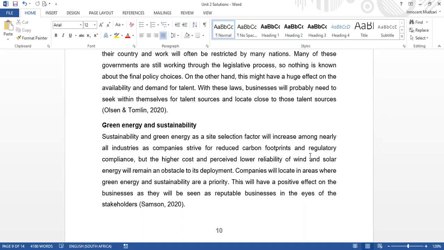Right? The last section says, and how the possibility of such changes influences the decision. So you need also to measure the possibility of green energy changes, what will positively affect the businesses, that they will be seen as reputable.